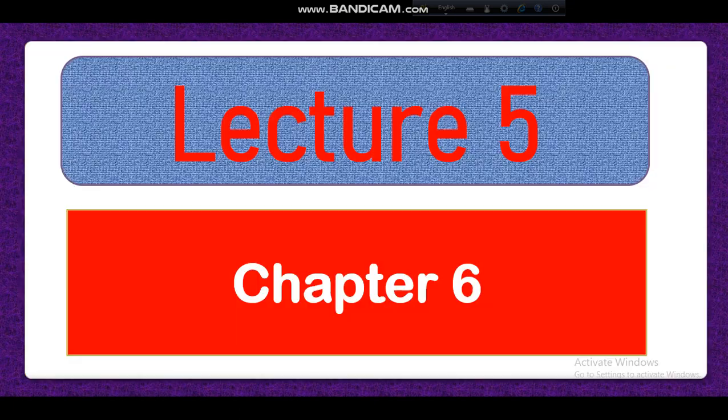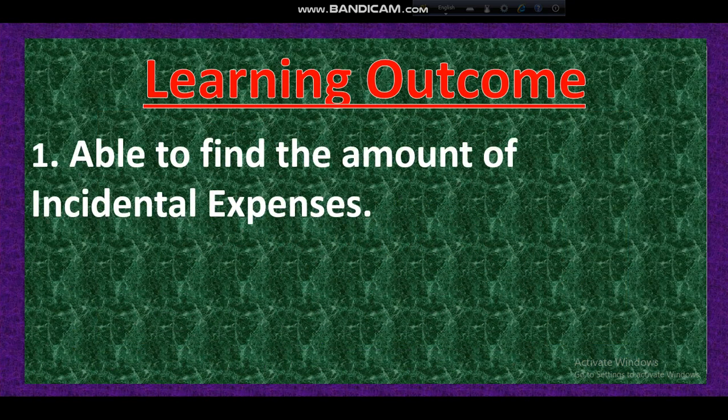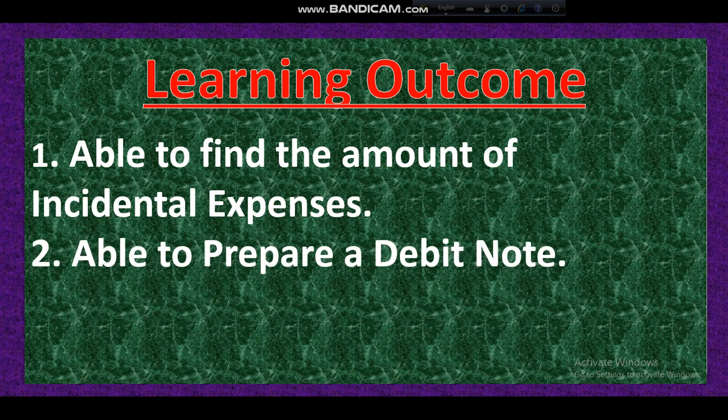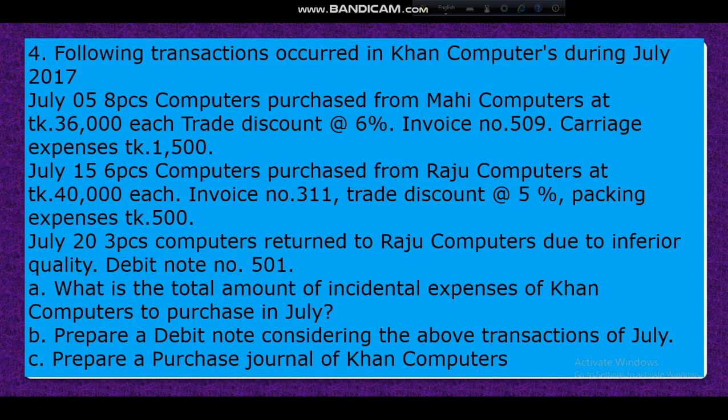Dear student, this is our fifth lecture on chapter 6. You know chapter 6 is journal. By this time we have discussed almost all the things of journal. Today we'll solve a math from your books. After this lecture you will be able to find the amount of incidental expenses, prepare a debit note, and prepare a purchase journal. Dear student, let's come to our class.